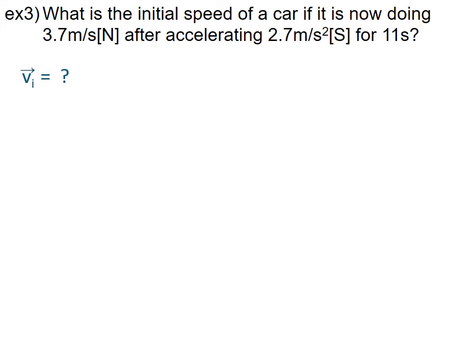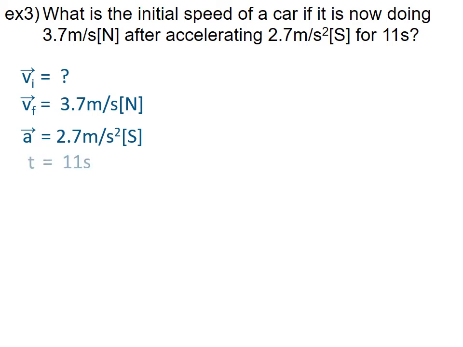It says, what was its speed if it is now doing 3.7 meters per second north? So if we're looking for VI, 3.7 meters per second north is the speed that it is doing later on. So that is going to be my VF. And then clearly it says accelerating 2.7 meters per second squared, so 2.7 meters per second squared is the acceleration. And we're told 11 seconds, and time is measured in seconds.